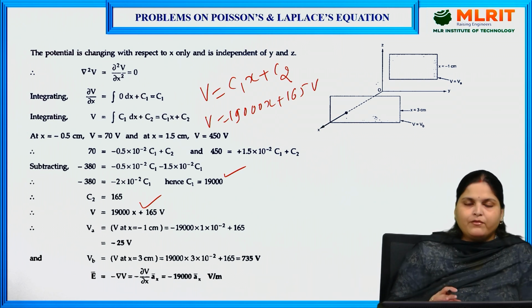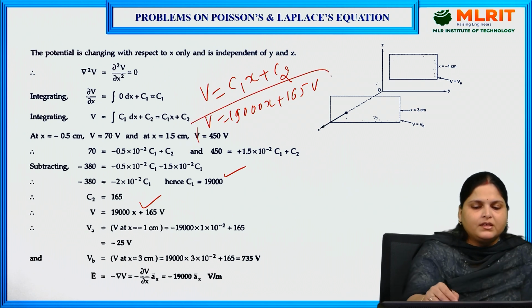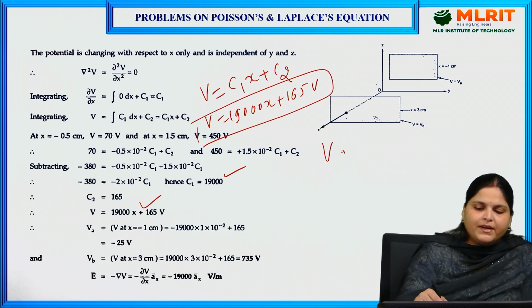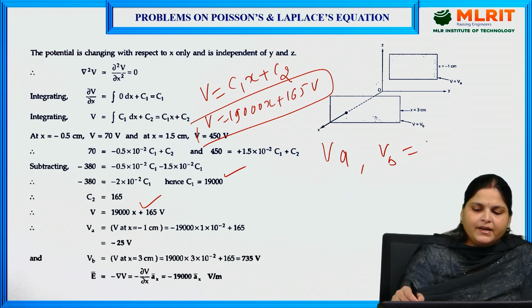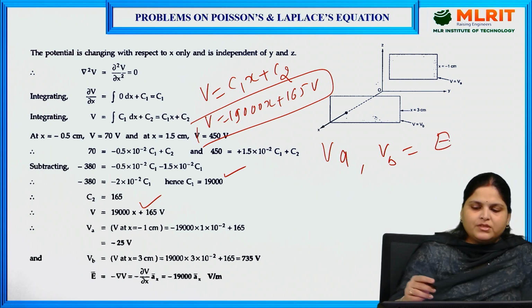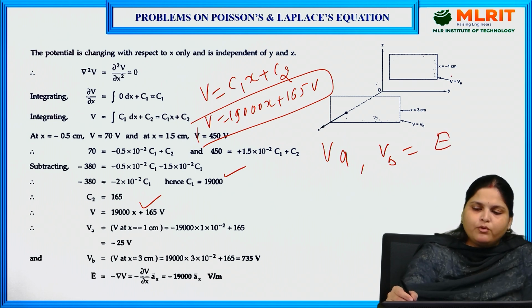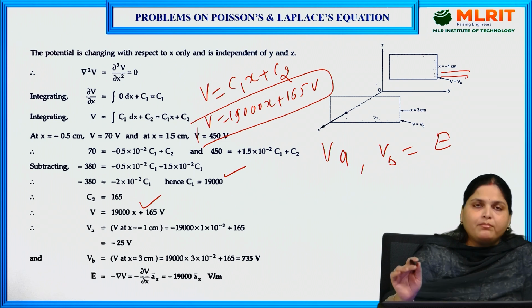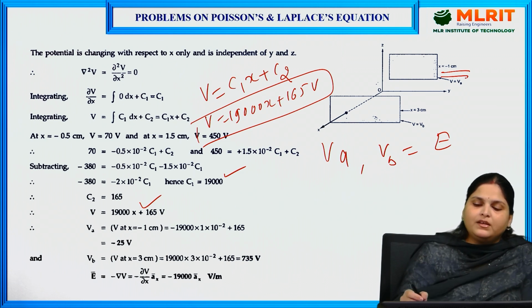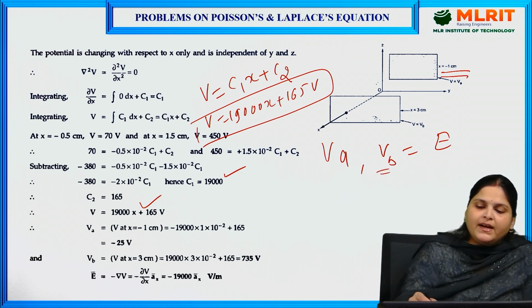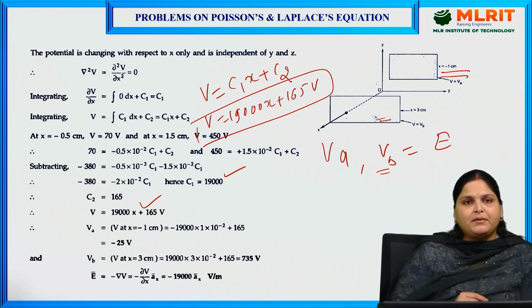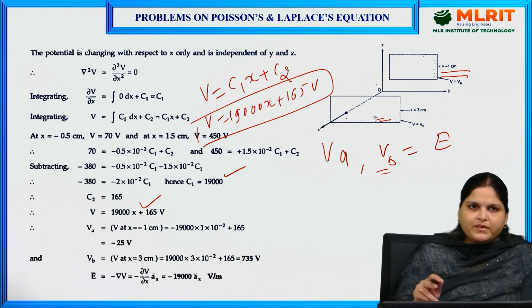Now we have got the equation of V. In the question we had to calculate VA, VB and T. To recall, VA is the voltage at x equals minus 1, meaning at the first plate. VB is the voltage at the plate at x equals 3 centimeter. So let us first calculate VA.